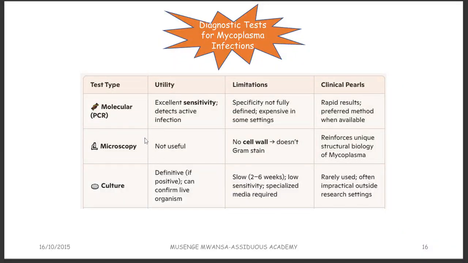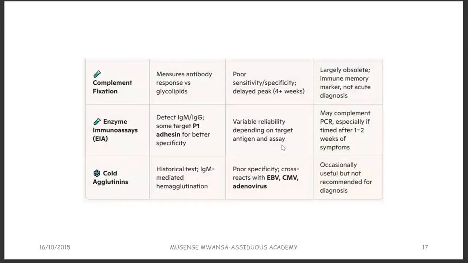For diagnosis, you can do the molecular diagnosis, which is very sensitive. All right, it's excellent. Microscopy is not really useful because these organisms don't have a cell wall, so they don't stain with a Gram stain. Culture is the definitive diagnosis. If positive, it can confirm live organisms, but it is so slow, like 2 to 6 weeks, so it's rarely used. You can also do complement fixation to measure the antibody response versus the glycolipids, though it has poor sensitivity.